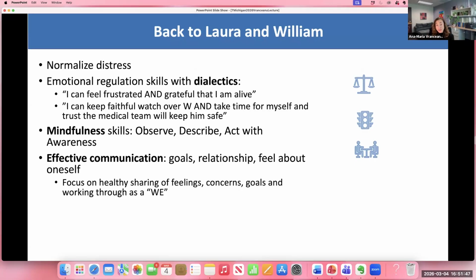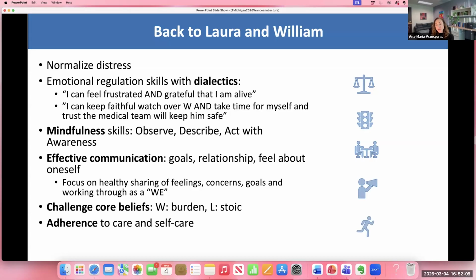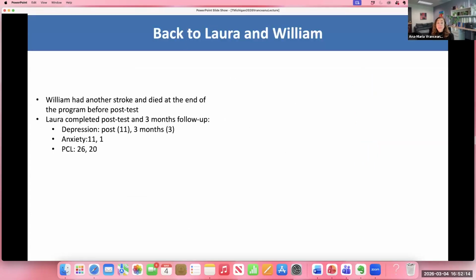moving from I to we language, being able to talk about concerns, feelings, and goals. And then we challenged core beliefs. William didn't want to be a burden, so we helped him work through that. And Laura wanted to be stoic, so we talked a little about the value of that. We also talked about adherence to care and self-care as really important components. William had another stroke and unfortunately died at the end of the program before we gave him the post-test. Laura completed a post-test and the 3-month follow-up.